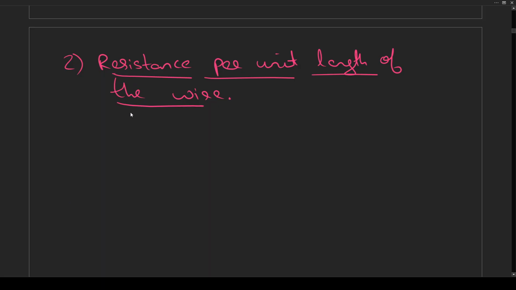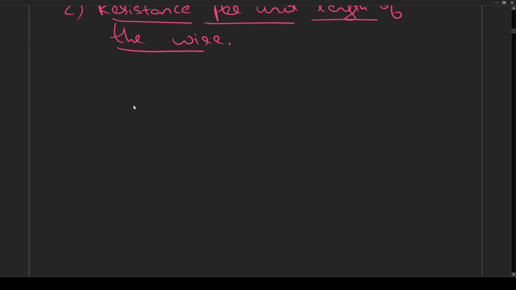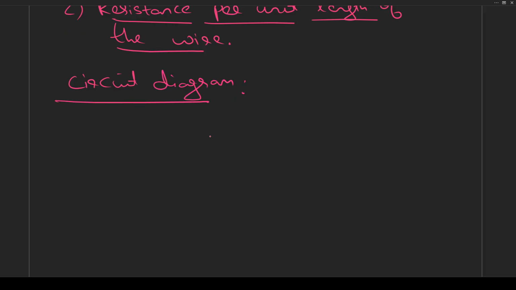Here, the method is a little different. Here we don't use the Ohm's law directly, but we depend on plotting of graph and then calculation. Let's see circuit diagram and graph first. Circuit diagram is same as the previous one. So let's draw the circuit diagram.